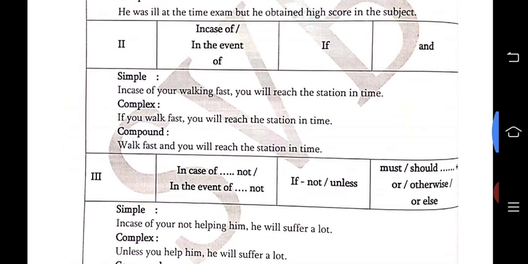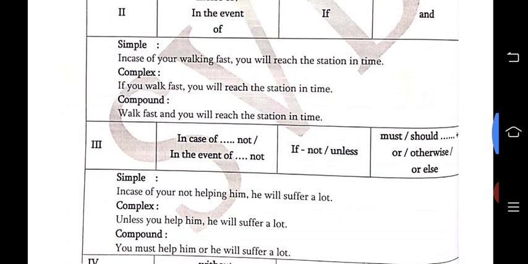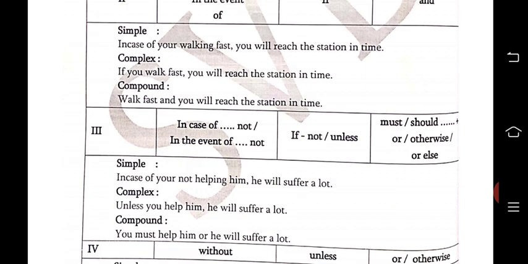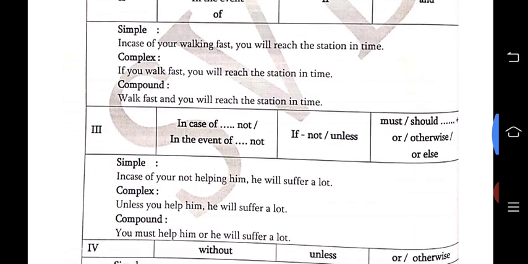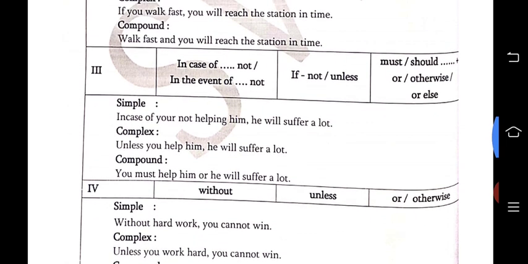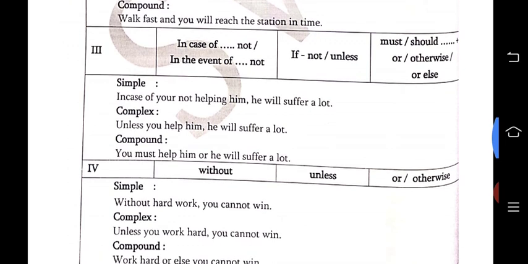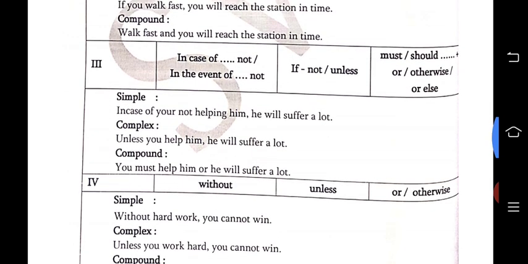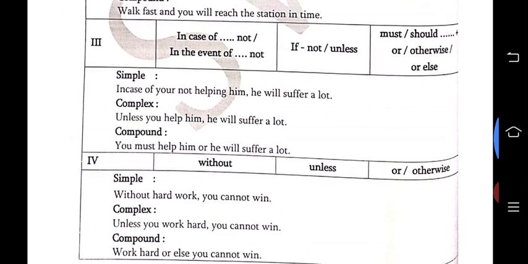If you walk fast, you will reach the station in time. And for compound sentences: walk fast and you will reach the station in time. Okay, and then see the negative sentence. In case of your not helping him, he will suffer a lot. For negative sense we have used not. And for complex sentences we use if not or unless.